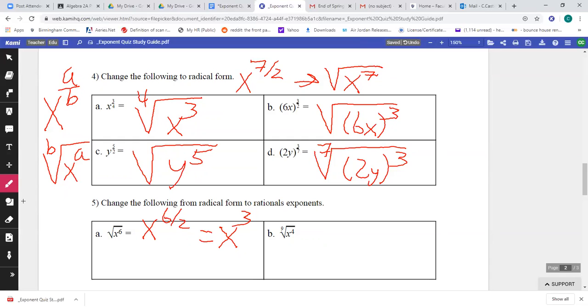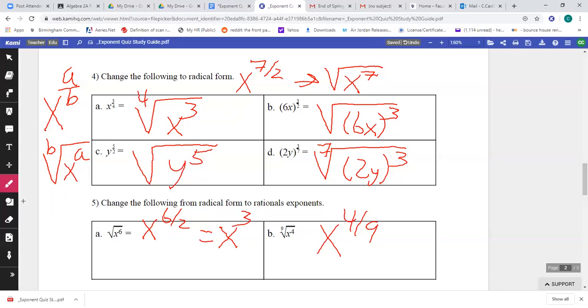Okay. Letter B, simple, x to the 4 over 9. So like I said, those should be the easier questions on the quiz, right? If you just know how it switches.